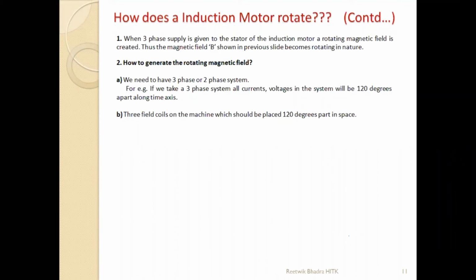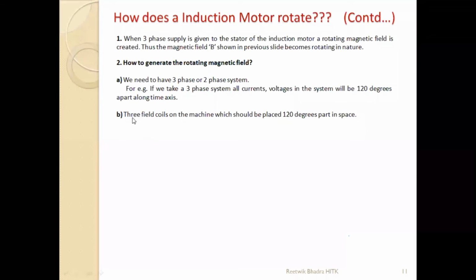So at each time there will be a resultant of the three fluxes, three currents, three voltages, whichever you want to take. That resultant will also have a direction, because a vector has a magnitude as well as direction. So that vector will be rotating in nature also. That's why a three-phase or two-phase system is required for generating a rotating magnetic field. A single-phase system cannot be used. In a three-phase induction motor we are giving a three-phase supply, so there is no problem. The first condition is satisfied.